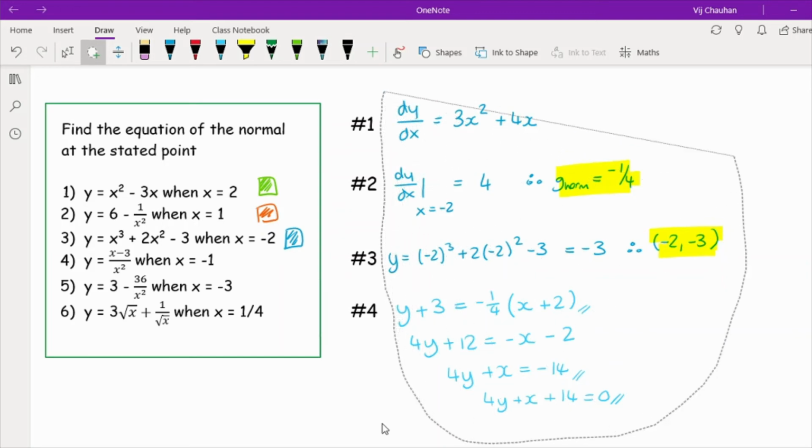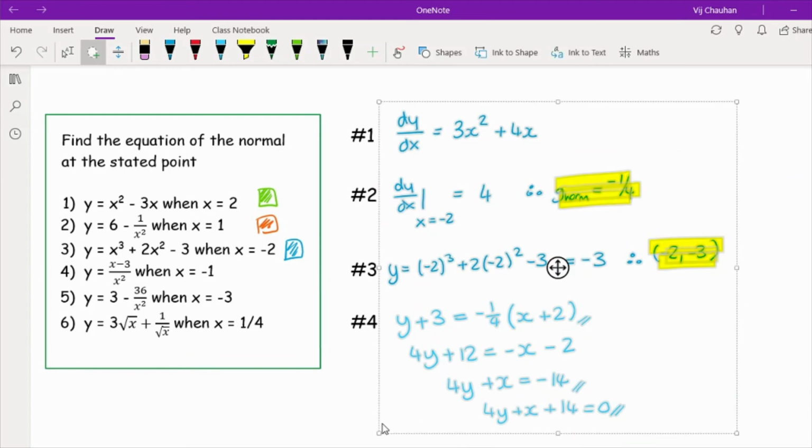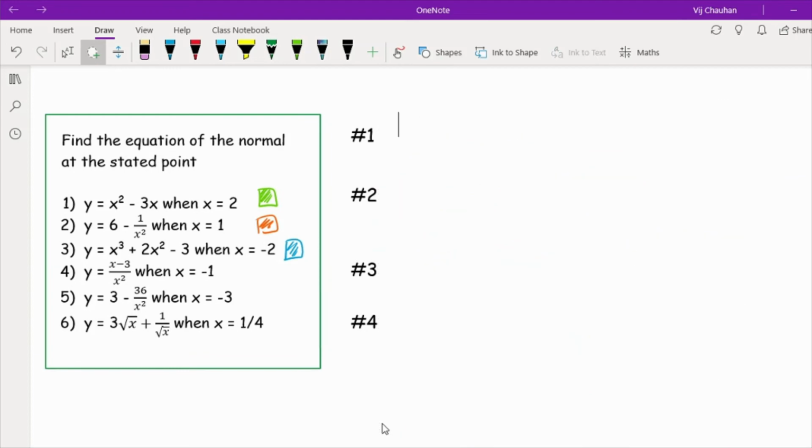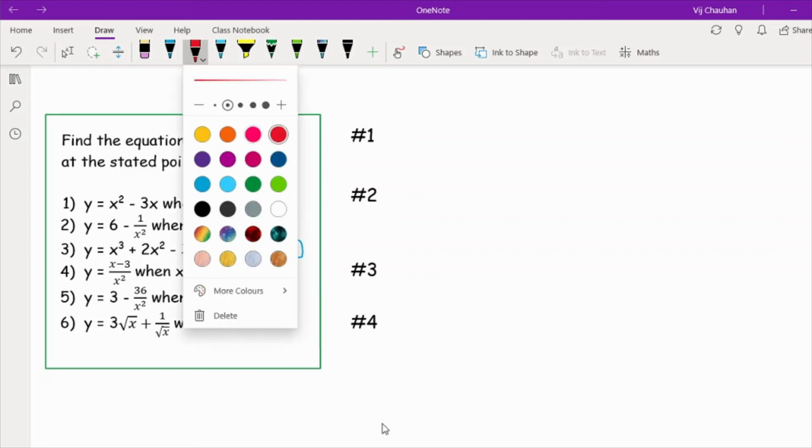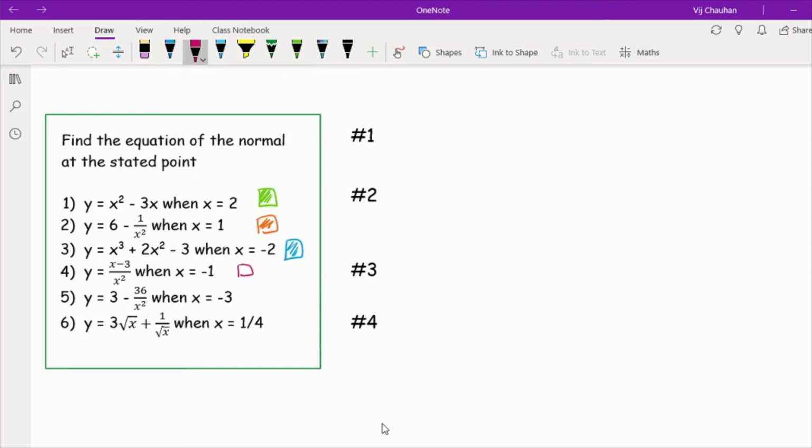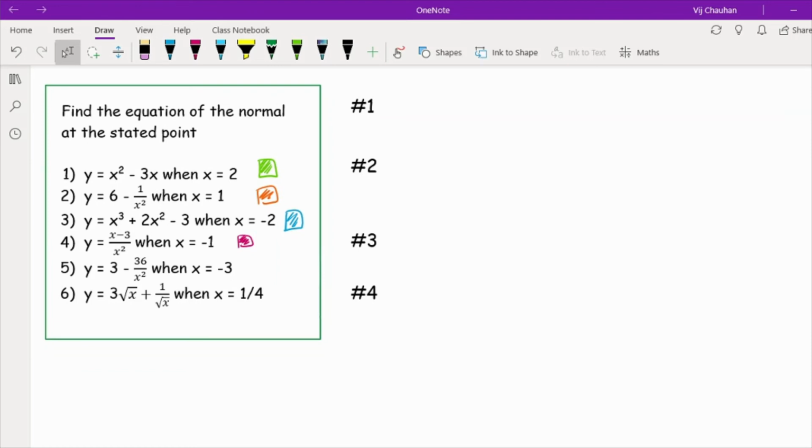Noted I had a different change of pen there, but there you go. So moving on to example 4, and with that we choose a different colour. Let's go for this cyan colour. So again, with question 4, I have got a bit of a fraction. So what I need to do is use indices to write this in an easier way for me to differentiate.